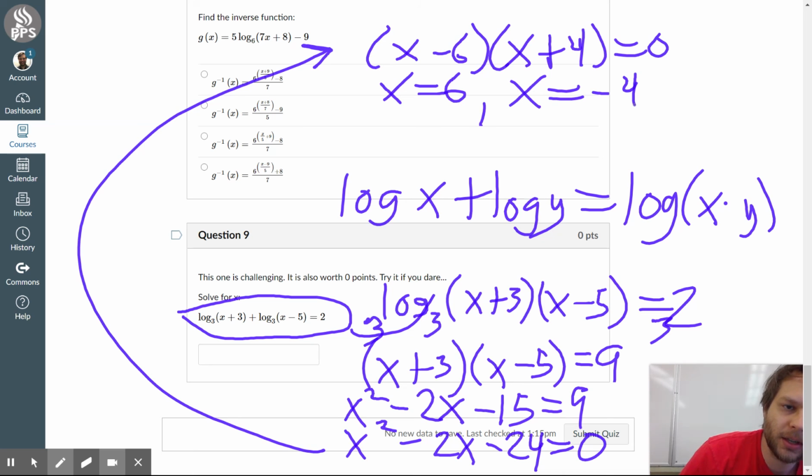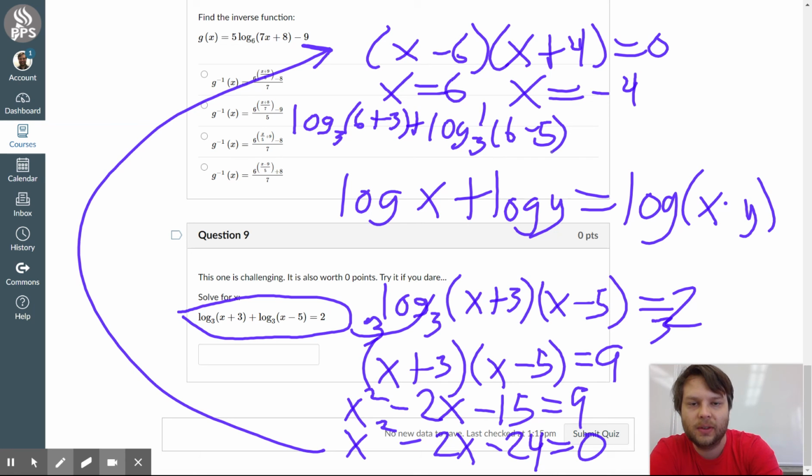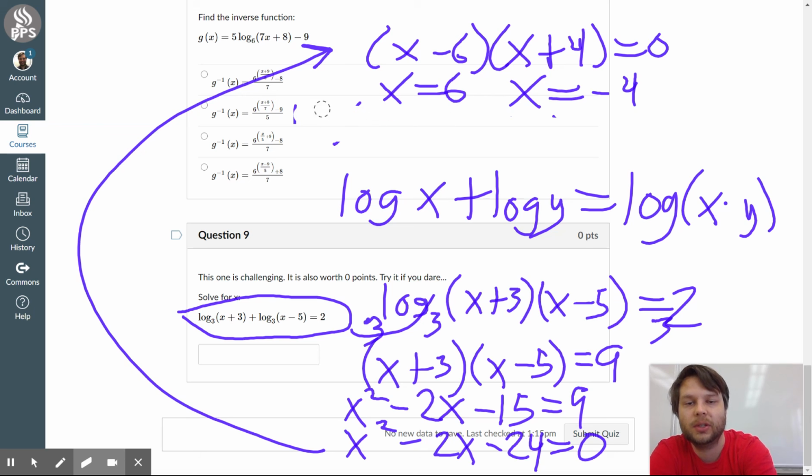But being a good little math student, I'm going to remember that you can check your solutions. And if you plug them back in, they should work out. So if I plug in x equals 6, I have log base 3 of 6 plus 3 plus log base 3 of 6 minus 5. And that's totally fine because this is log base 3 of 9 plus log base 3 of 1. That equals 2. So I feel pretty good about the x equals 6 solution. I'm just going to erase that stuff. Because when I plugged it in to the original equation, everything was fine and dandy.